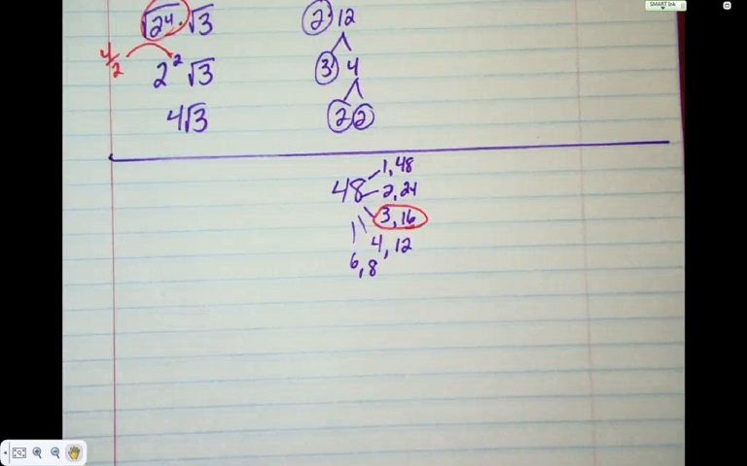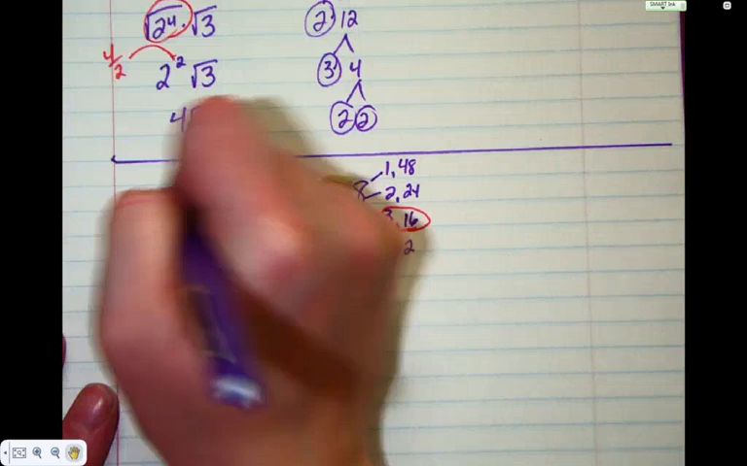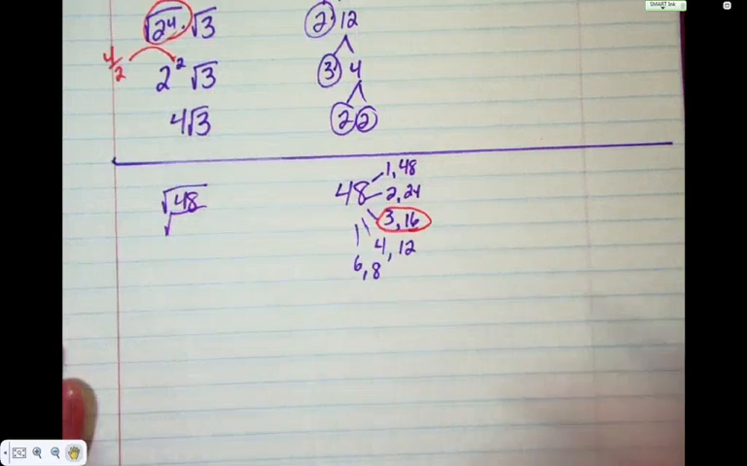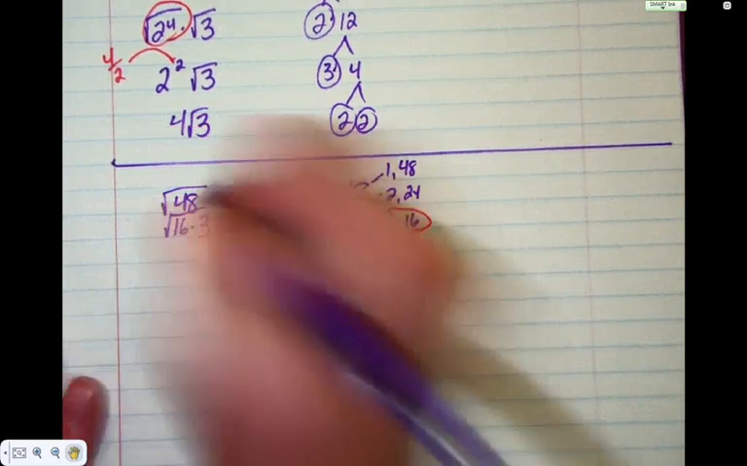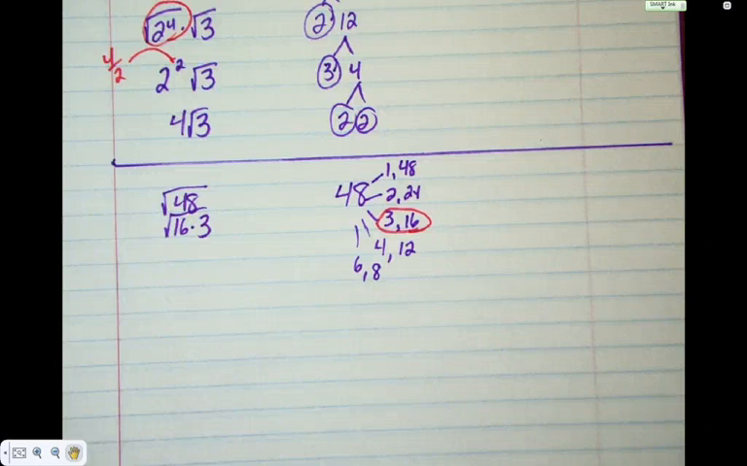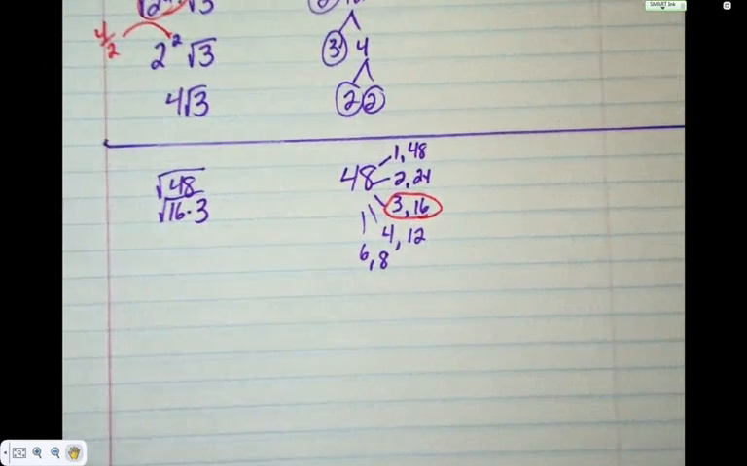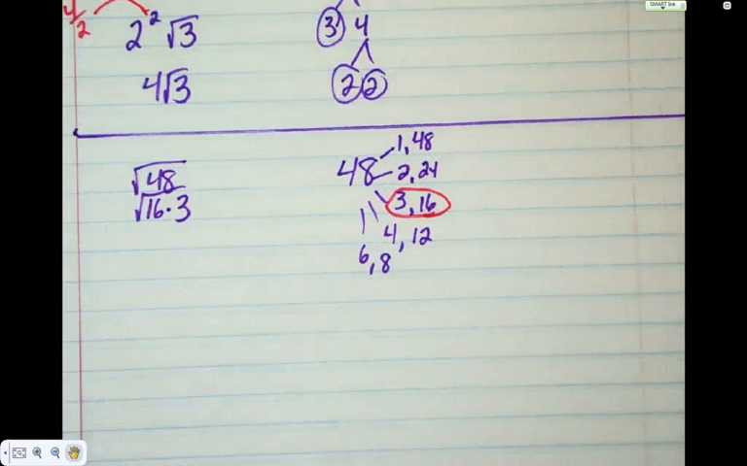You still with me? Okay. So all I'm going to do is take root 48 and write it instead as the perfect square first and then the 3. So I'm going to write it as 16 times 3. Then I'm going to use that multiplication property of radicals that says if I'm multiplying two things under the radical, I can split it up.